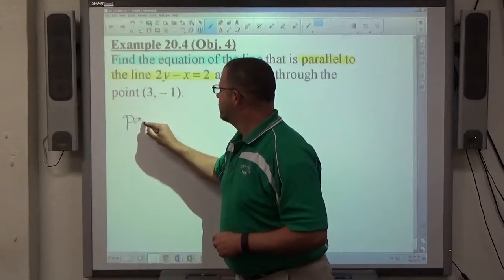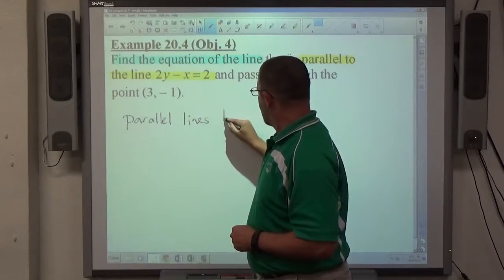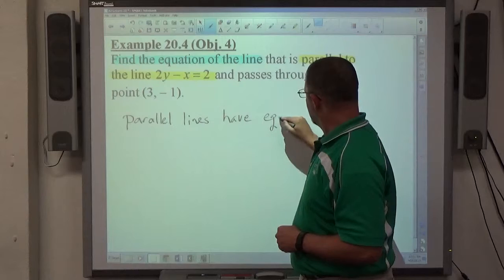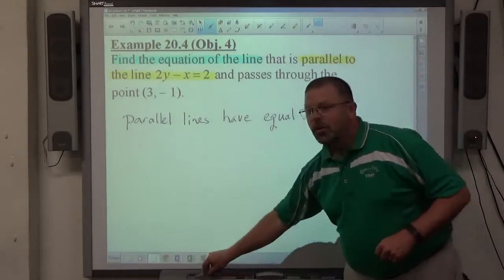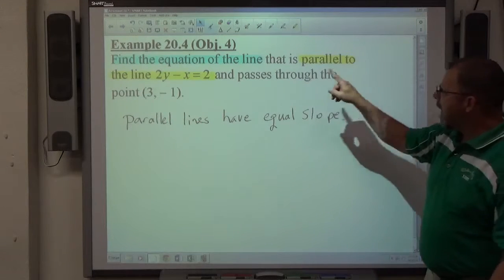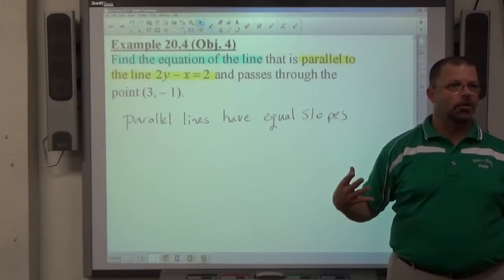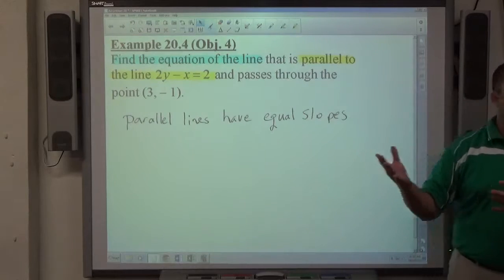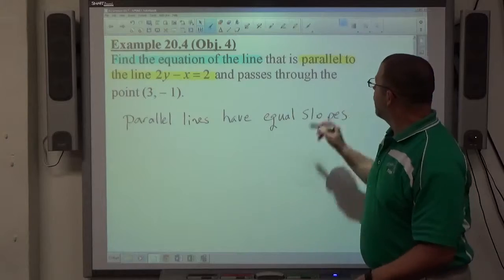Parallel lines have equal slopes. So if I'm investigating this problem and my intention is I want to know what the slope is, I need to pick out information that's going to help me find that. I know that parallel lines have equal slopes, and they told me about a parallel line. That's where I'm going to find my slope. A lot of times when you see a problem, if you know where to look for the information, it helps you find what you're looking for. So there's where to look.